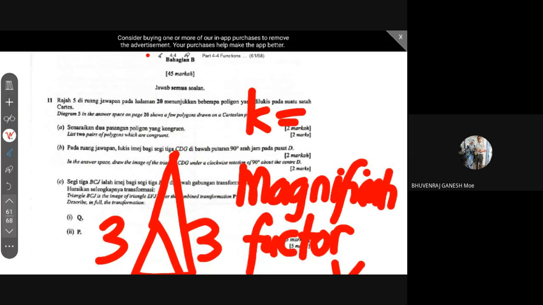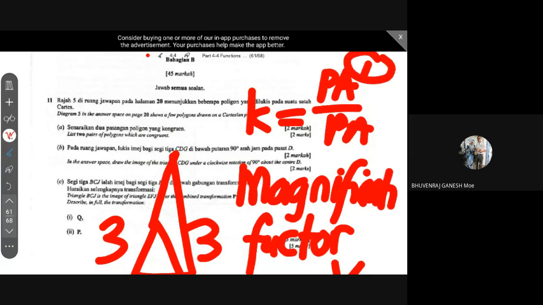Okay, scale factor we give the symbol K. K is PA prime over PA. Whenever you see the word prime, is it image or object? Can you tell me? When there's a prime on top. Does prime show image or object? Yes, correct. No need to put a question mark. Be confident. Image over object. So this is how we determine scale factor.